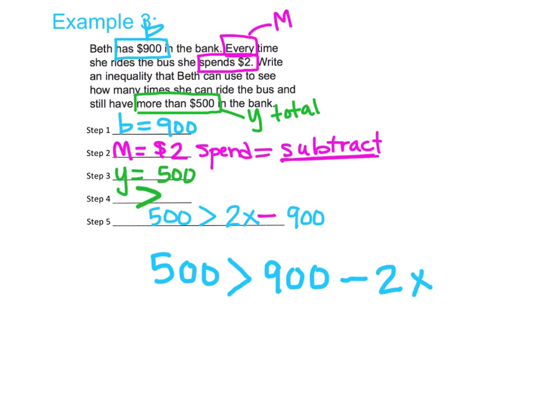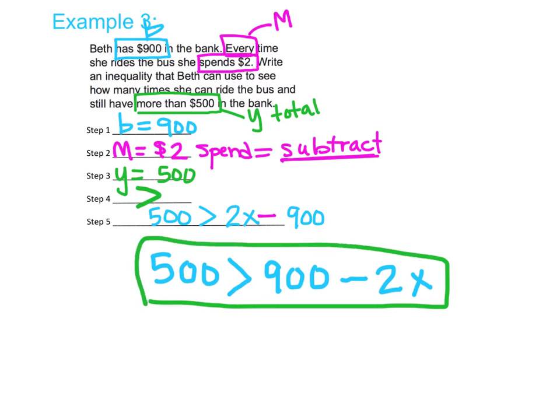Because if I put negative 900 at the back, that means I'm taking away $900 after I ride the bus. But that's not what's happening. I have my $900 and I'm taking away every time I ride the bus. So your final answer, actually, your equation should be 500 is greater than 900 minus 2x.